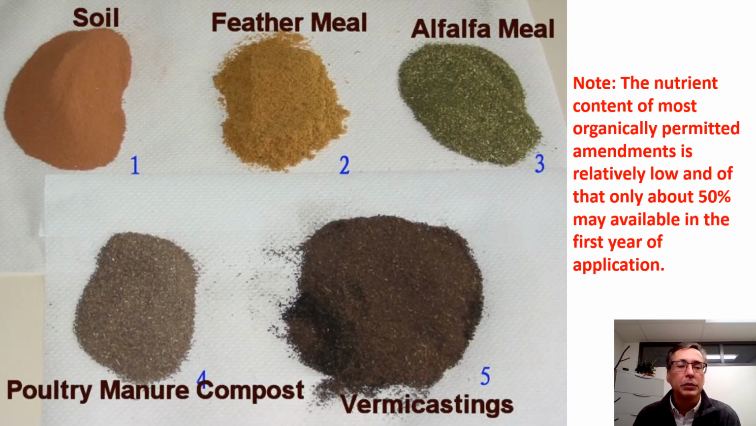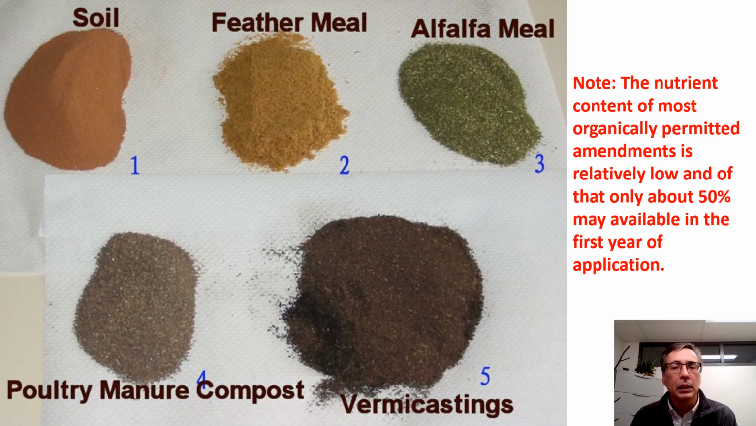There are other forms of soil amendments such as feather meal, alfalfa meal, poultry manure compost, and vermicastings that can also help to provide supplemental nutrients. Crab meal is another one that's available in our region.